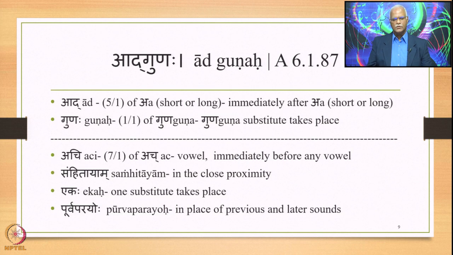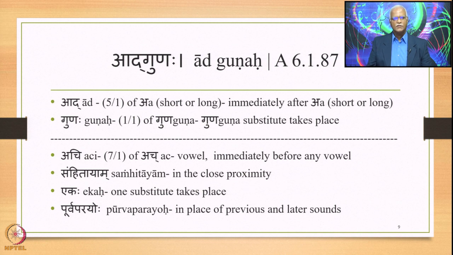Guṇa-sandhi now. Guṇa-sandhi is stated by the sutra ad guṇaha 6.1.87. And here we have two words in this particular sutra, ad and guṇaha. Ad is 5/1 of a, either short or long. Of course, pluta or prolated is omitted because there are some other sutras prescribing that pluta remains in its own form. So we are not considering it over here. We shall take a look at it when we study the prakriti bhava sandhi chapter of the sandhi section.